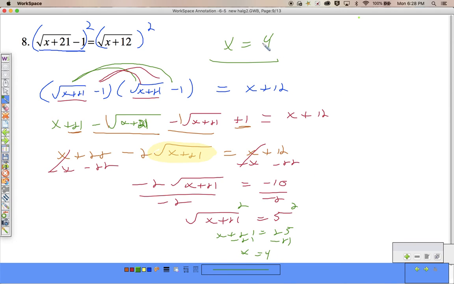All right, so let's go back to the top. I'm going to square both sides as a whole. The left side turns into a FOIL problem. The right side, my square and square root cancel. So I FOIL the left. Square root of x plus 21 times square root of x plus 21 is x plus 21. Minus 1 of those. Minus 1 plus 1. These two are like terms and combine to give me this. I add the 21 and the 1, giving me a 22.